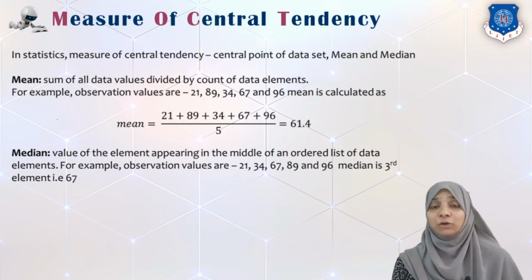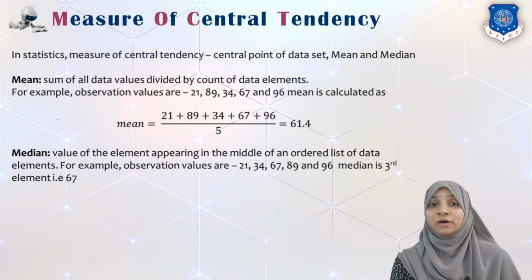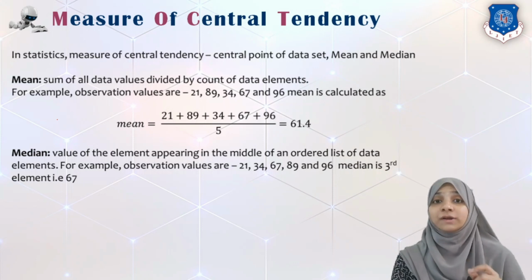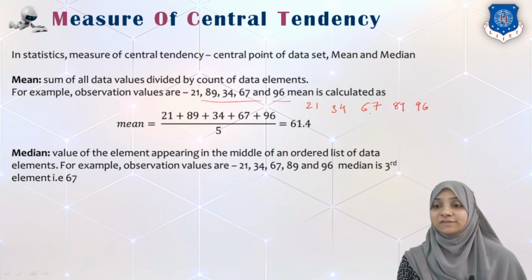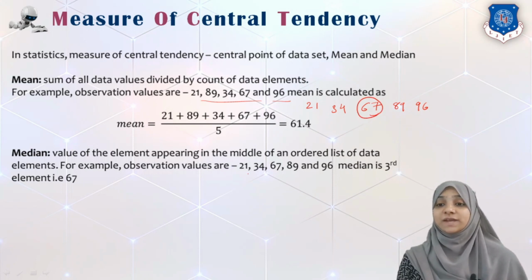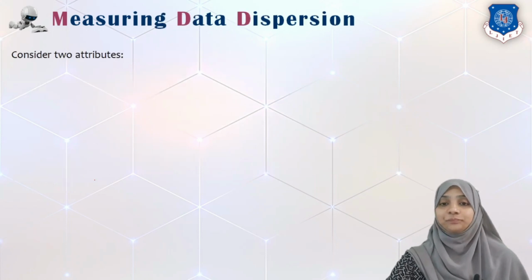Now the median. How do we calculate the median of a given data set? To calculate the median, we need to first arrange these values in increasing order. Whatever middle element appears in this ordered list is called the median. So this is a set of 5 elements. The middle element is 67. So they are arranged in order and the middle value is taken out as the median value.